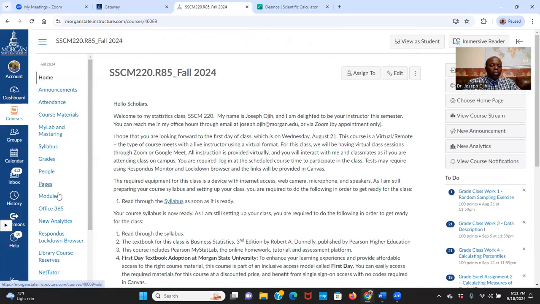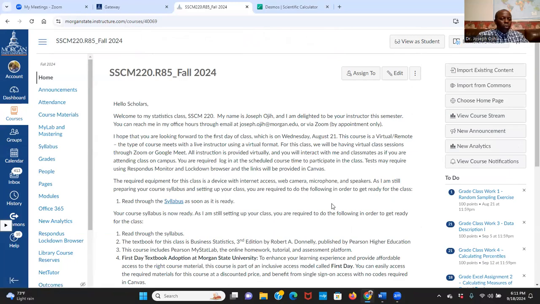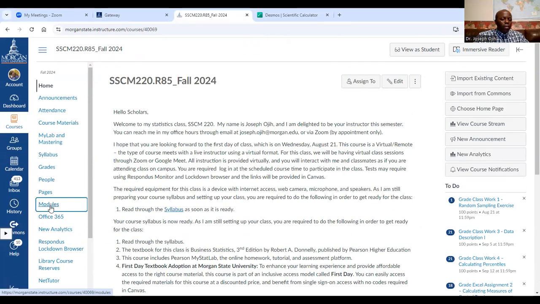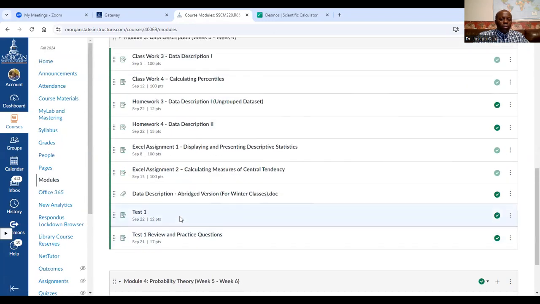All right. Let me share it again. Once you click on the modules, you scroll down to module 3, and you see test 1 right here. But I recommend that you do the test 1 review. It doesn't count as your grade, even though it says 17 points here. It's just for you to practice and prepare for test 1. So do as many examples as you can, and finish it as many times as you can. If you can do well in it, then you can do well in test 1.